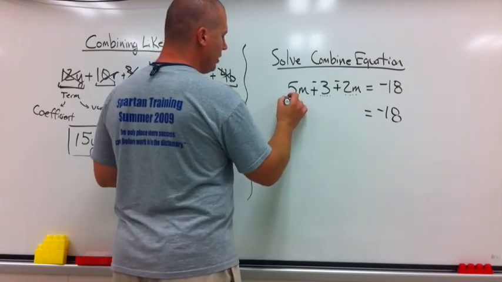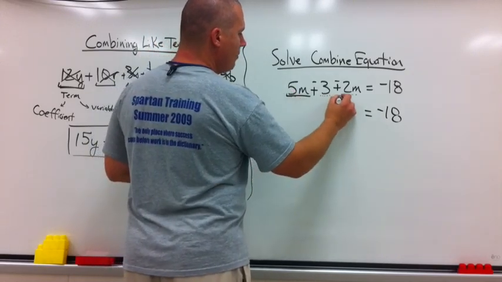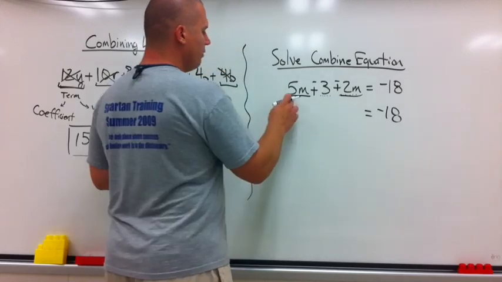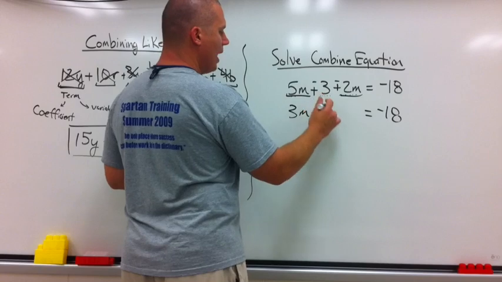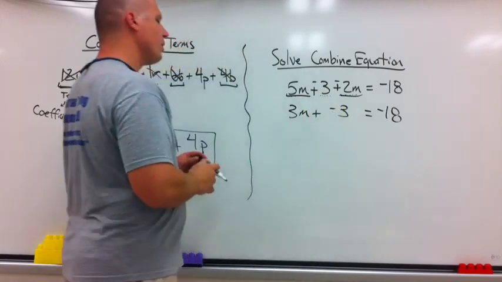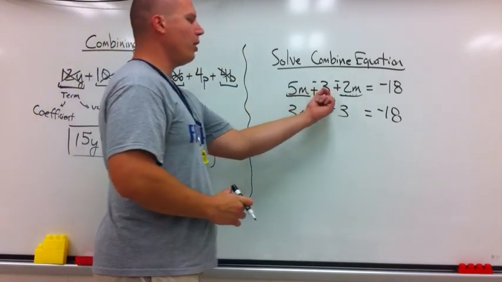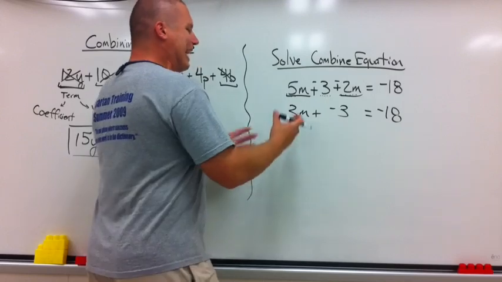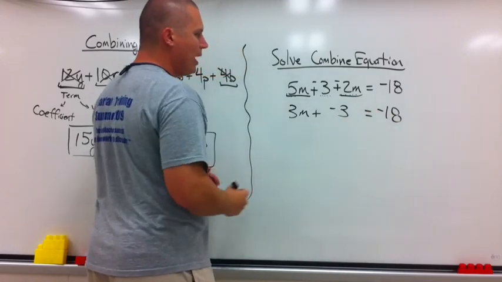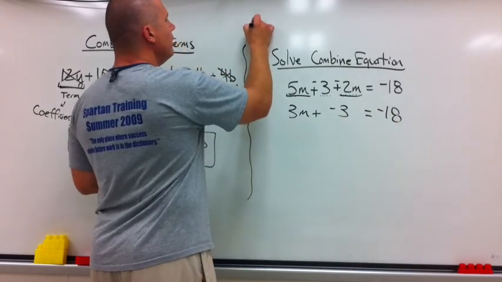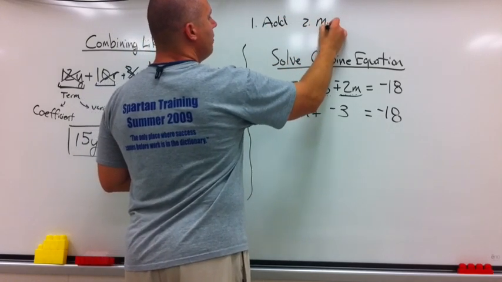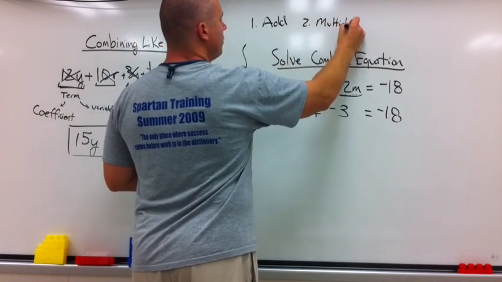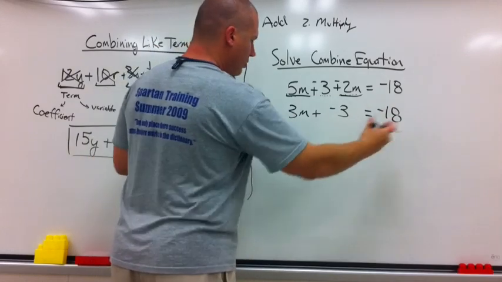The answer is yes. I can take 5m and -2m. 5 and -2 gives me 3m. Plus, I still have a -3 here. So what I did is I shrunk down my original picture. Now it's a regular two-step equation. Remember, I must get rid of the add first. I must get rid of the multiply second. So, how do I solve?